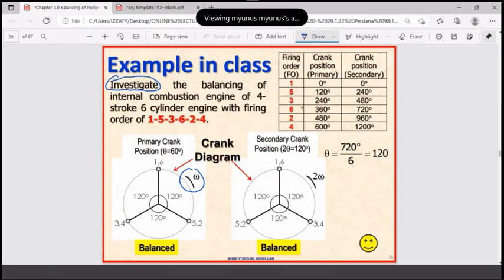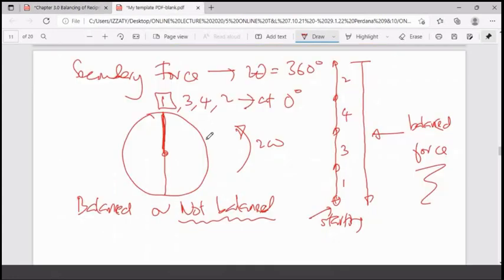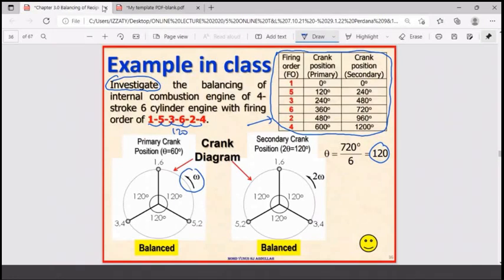First, this is the option. You can put it in a table, or you can also put it in the graph, as I mentioned earlier. Everyone will be 120, 120. It is wise to put it in a table because you know where you are when you construct a polygon later on. So what I am going to share with you is the 6-cylinder, 4-stroke engine.